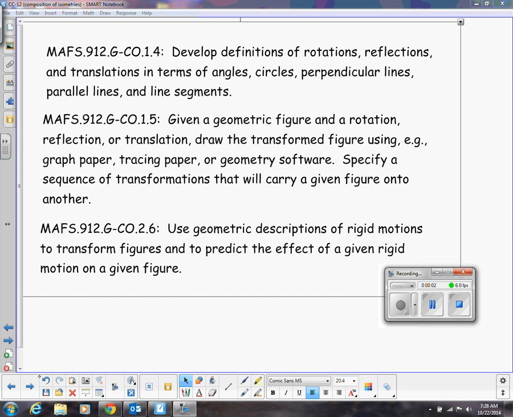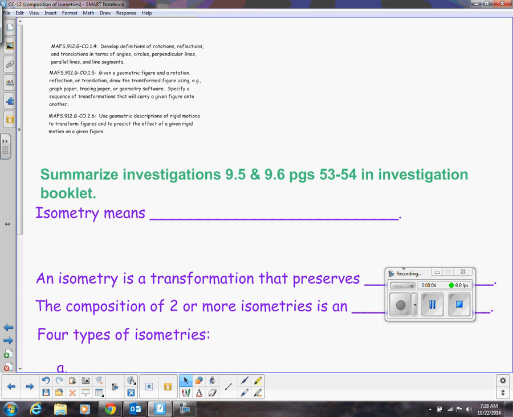Transformations. All right, so I have put the objectives on every screen because they want our objectives posted. So we're going to summarize investigations in the investigation booklet. We did not do that. So let's see what we can do.